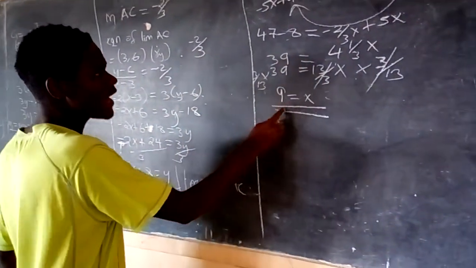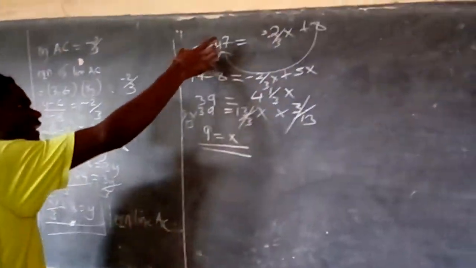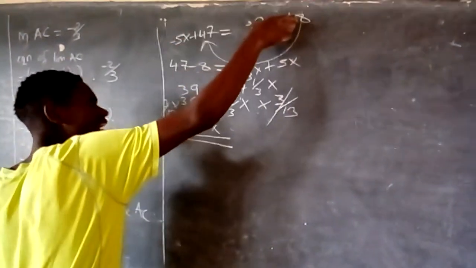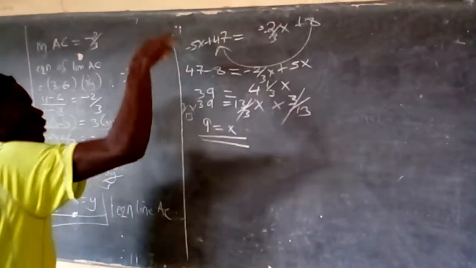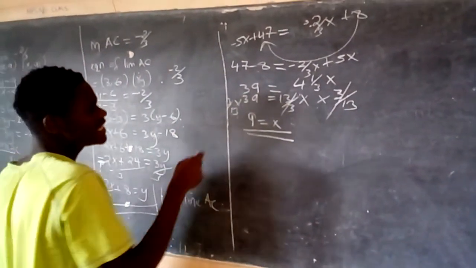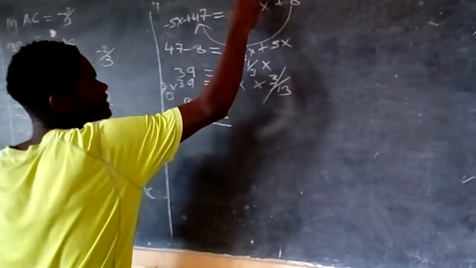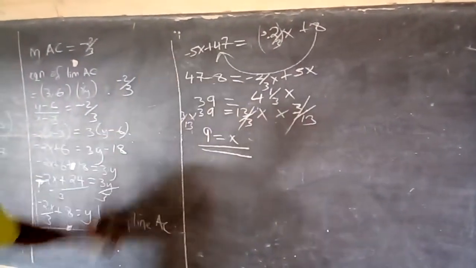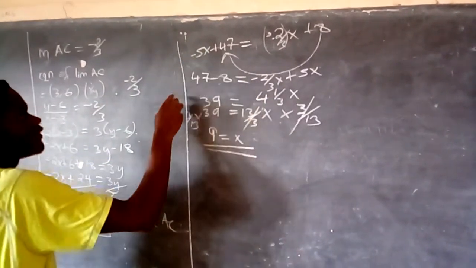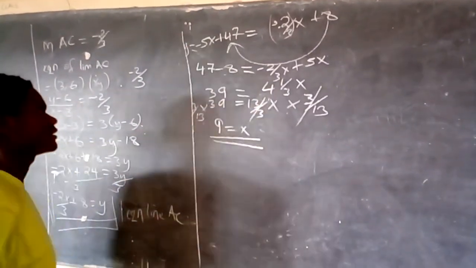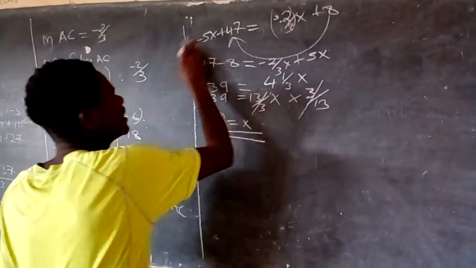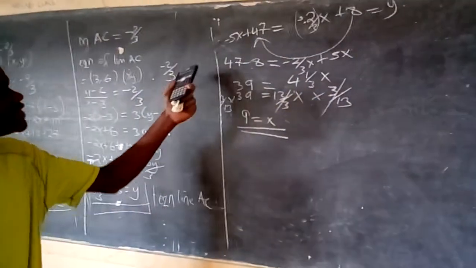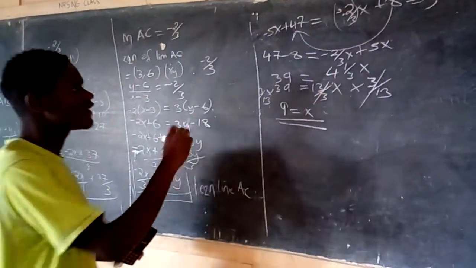To find the value of y, we take any of the equations, because we find that this equation is equal to this equation. Even if we take this here, there's no problem. But we can take this one here, because sometimes working with a fraction can bring a problem. Having the value of x, we want to find the value of y, because any of these equations is equal to y.